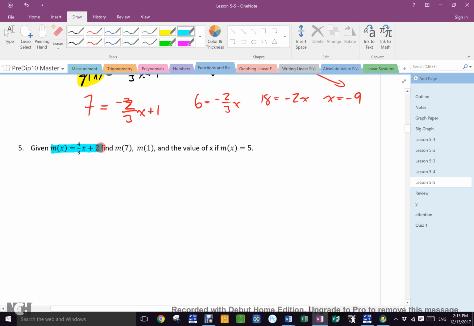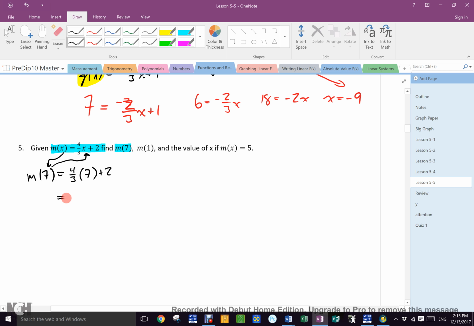There is m of x. What do I care about? Care about finding the answer. What do I care about right now? That's why it's highlighted. 7. The m of 7. Do I want the m of x or do I want the m of 7? M of 7. So that x has become what? So what should that x become? 7. 4/3 times 7 plus 2.